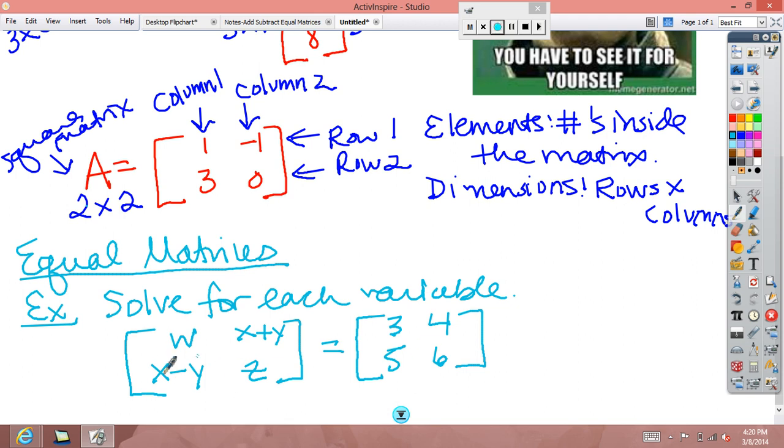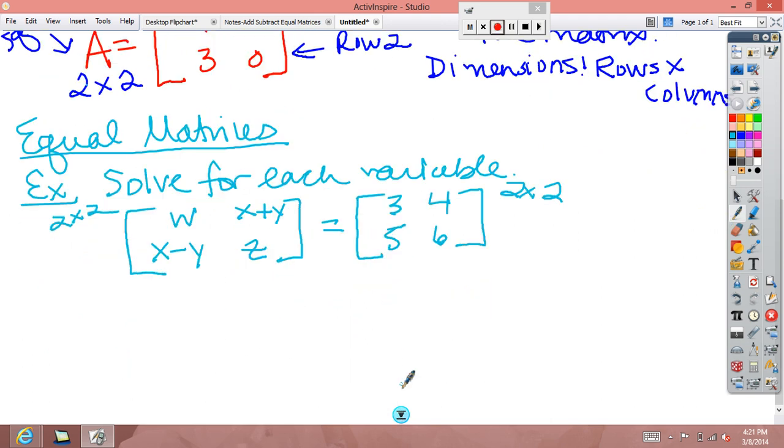Notice they're both 2 rows, 2 columns, so this one's a 2 by 2, and so is this, 2 rows, 2 columns. If they don't have the same dimensions, they're not equal. Okay, so you couldn't do this. You could just say we can't solve in that case.